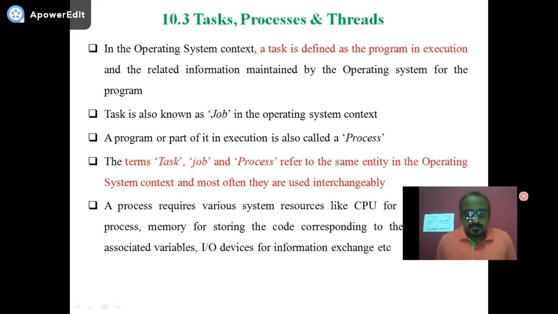Task, process and threads. What do you mean by task? The question arises, what are these task, process and thread? We'll see one by one. Task is defined as a program in execution in the operating system context. The task is defined as a program in execution, and the related information is maintained by the operating system for the program. So in simple words, I will try to explain what you mean by task.